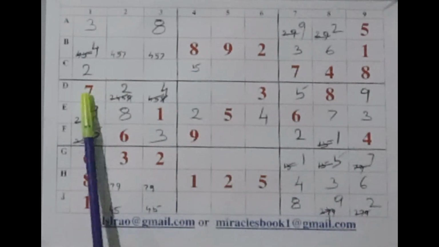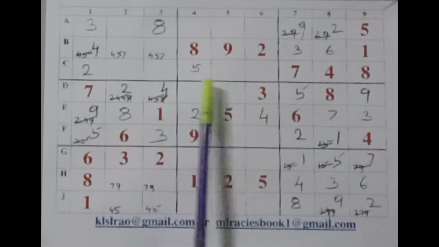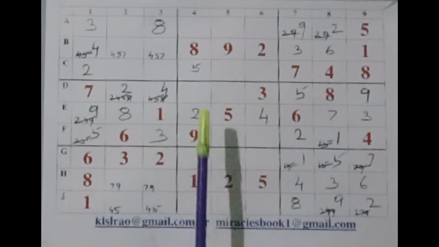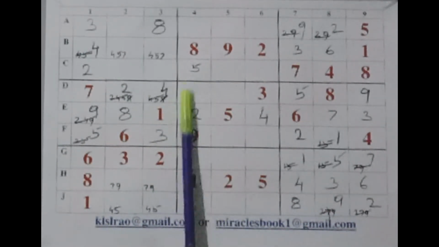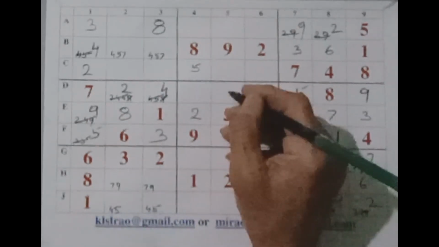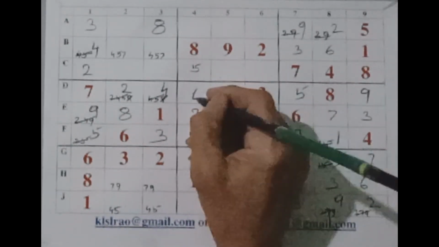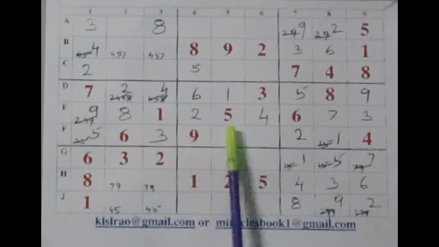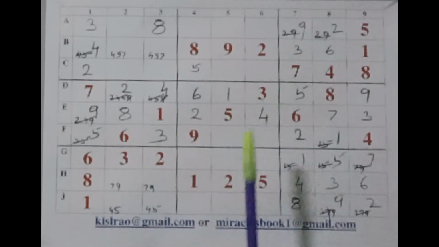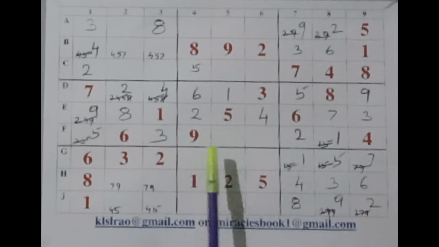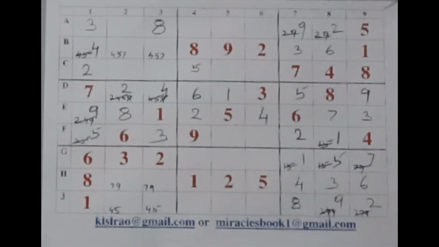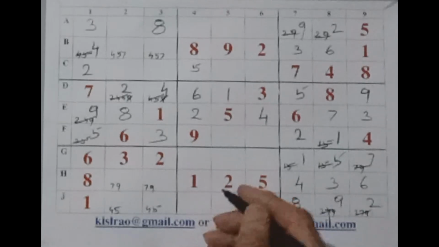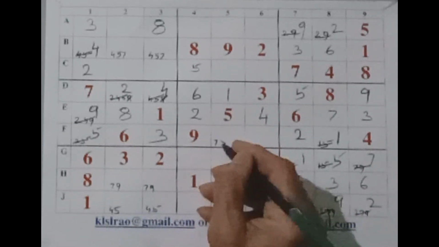Now we have 2 vacancies in row D. Can we do something? We require 1 and 6. We have this 1 here. So write 1 here and 6 here. And what about these 2 places? In row F, we require 7 and 8. We don't have 7 or 8 cross-checking above or below. So let us make a pair of them and write like this. Okay.